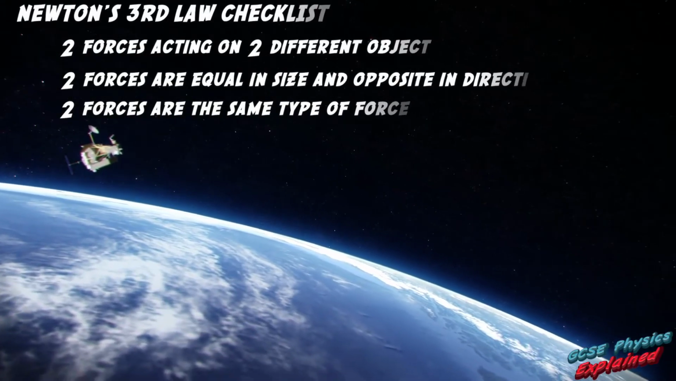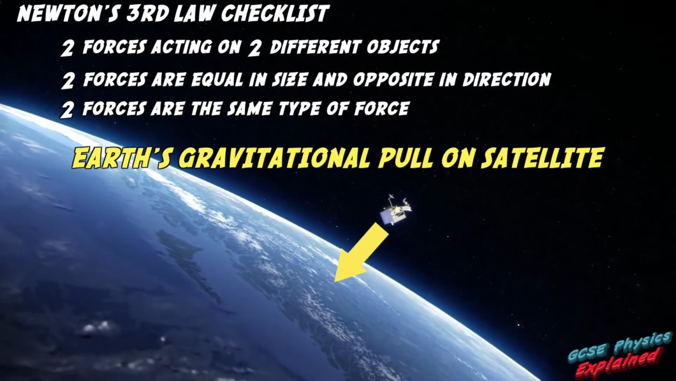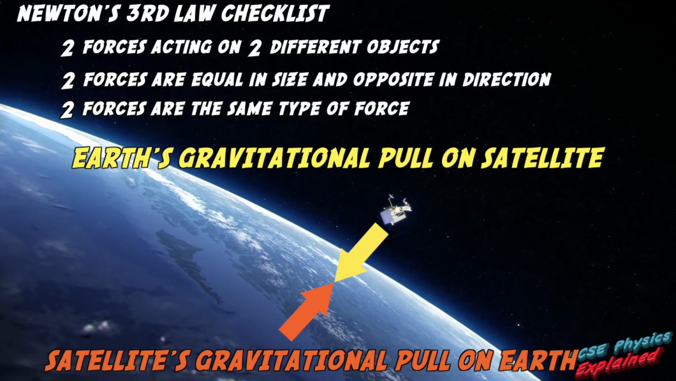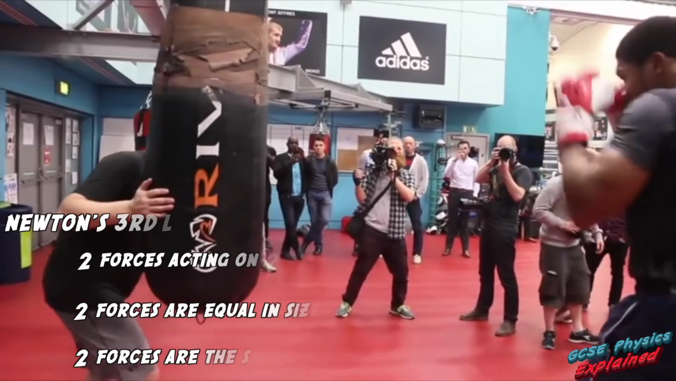When a satellite orbits the Earth, the Earth's gravitational force pulls on the satellite, and the satellite's gravitational force pulls on the Earth. There's two objects with forces acting on them, the satellite and the Earth. The two forces are equal in size but opposite in direction, and they're both gravitational forces, so this is an example of Newton's third law.